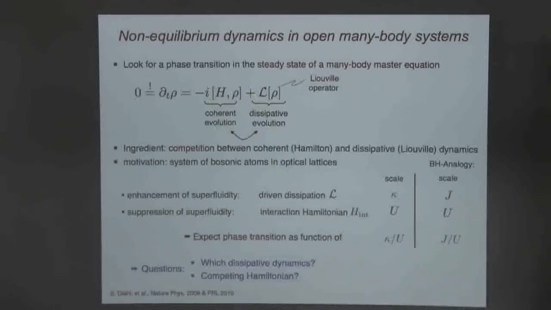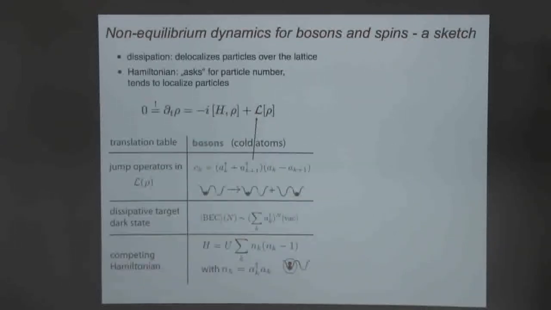And one model, which has been studied by Sebastian Diehl and the group of Peter Zoller, for instance, was a model of bosons in an optical lattice, where a dissipative dynamics was formulated that delocalizes particles over a lattice. So what one has here is a quantum jump operator, which acts on a boson, let's say at this lattice site, and delocalizes it dissipatively and drives it into a superposition of being at the left and the right lattice site at the same time.